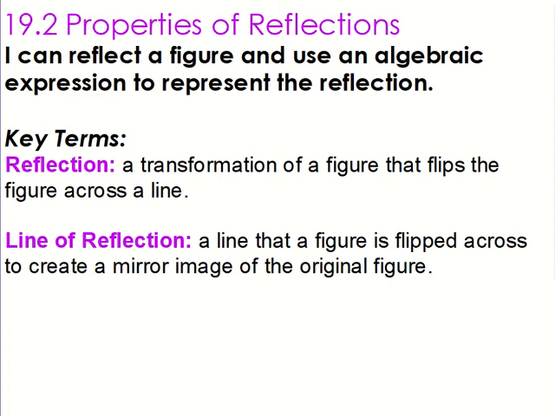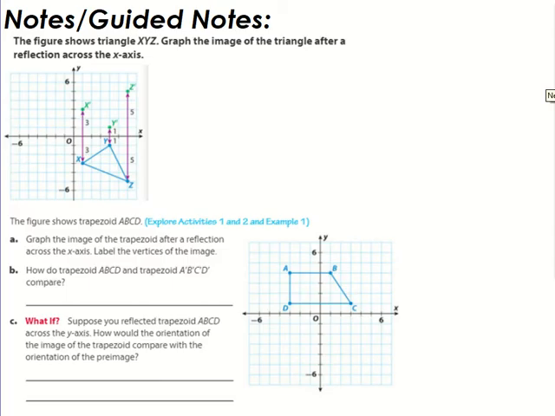So we're still talking about transformations. This is still a type of transformation. And we're still talking about pre-images and images, okay? We're just talking about a different kind. So a figure shows triangle XYZ. We're going to graph the image, remember that's the second one, of the triangle after reflecting it across the x-axis. So this is my x-axis right here, and when we reflect it over the x-axis, it's like we're folding it right there.